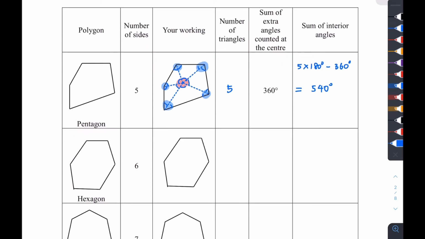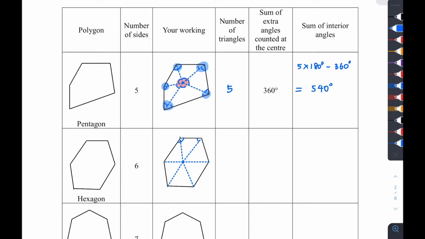Now let's move on to the one with 6 sides, our hexagon. Same thing, we are going to split this into triangles from the center. So I'm going to have one here. Oh dear, this is so difficult. Okay, 1, 2, 3, 4, 5, 6. So we have 6 triangles there, right? 6 triangles.